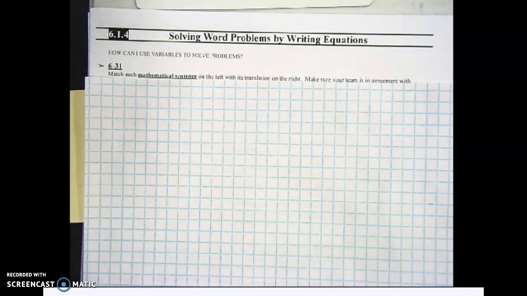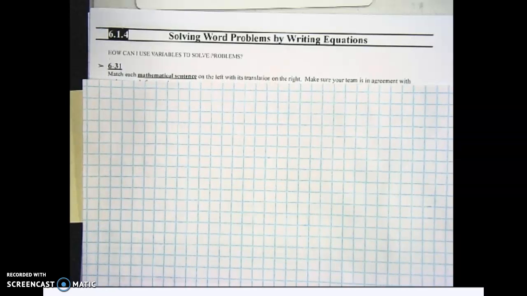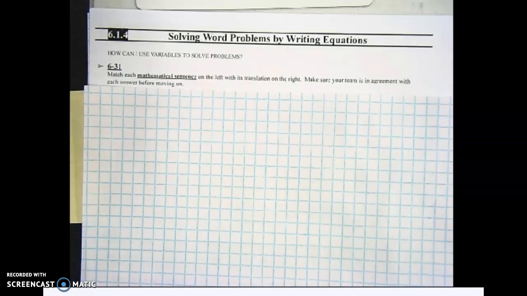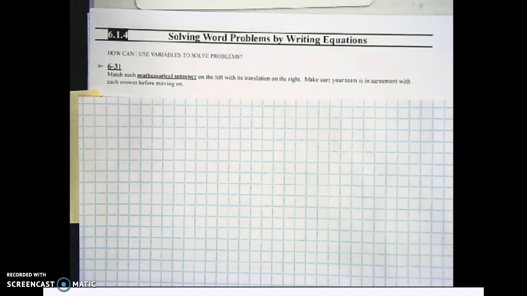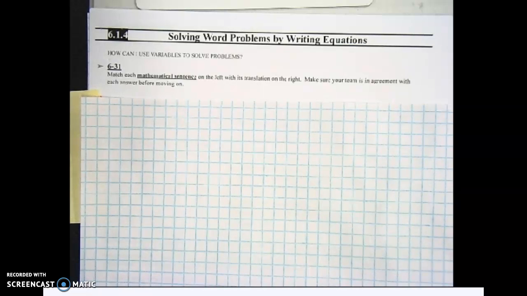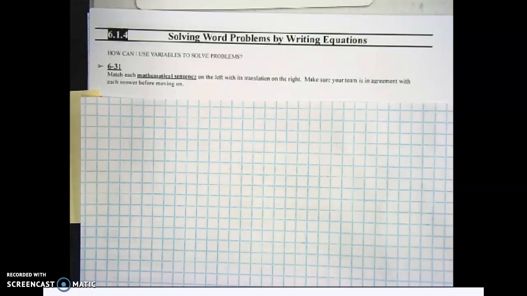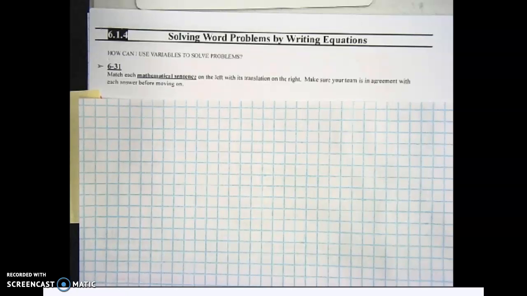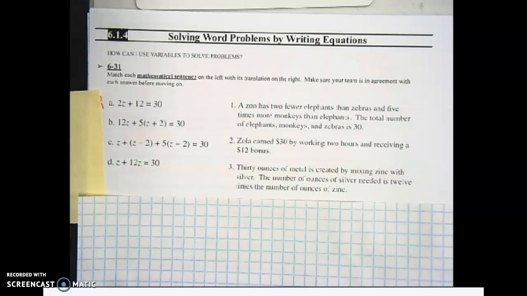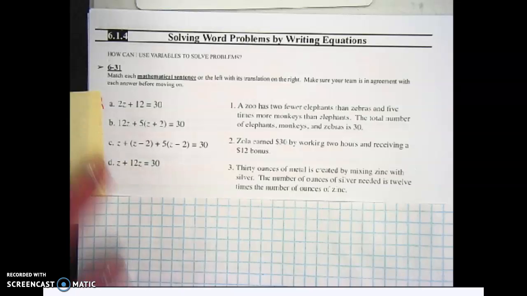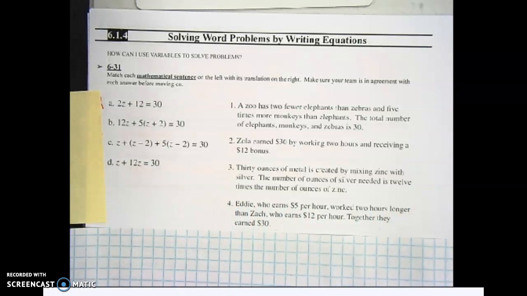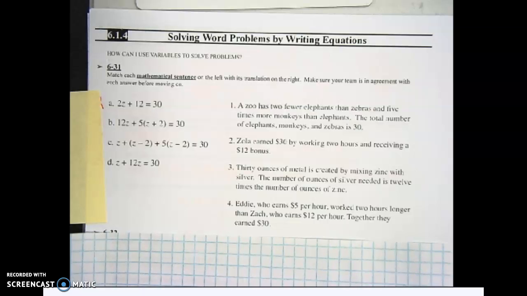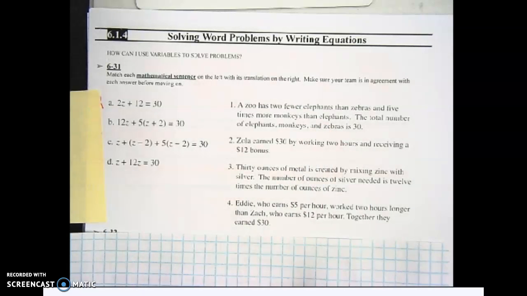Question 31 says, match each mathematical sentence on the left with its translation on the right. Make sure your team is in agreement with each answer before moving on. All right? And so here we go. We have 4 equations right here and 4 scenarios on the right. Okay? So volunteer to read.